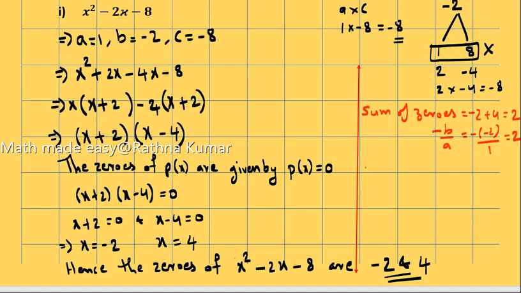Now we can do the product of zeros. That is minus 2 into 4, which is minus 8. We have seen earlier that it is equal to c by a. What is c? We have it as minus 8 by 1, which is nothing but equal to minus 8. So hence we can easily say that sum of zeros is equal to minus b by a, and product of zeros is c by a. Okay, we'll go to the second one.